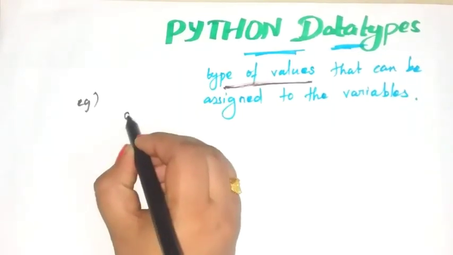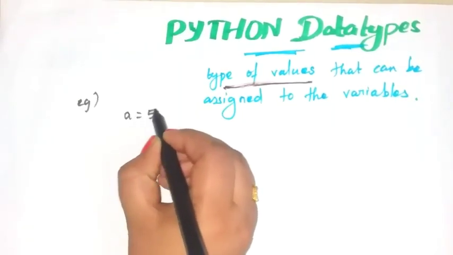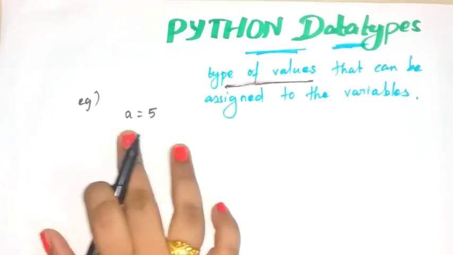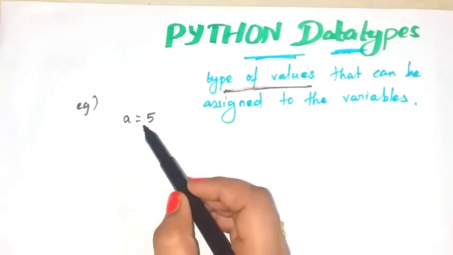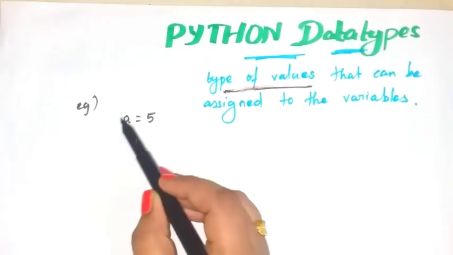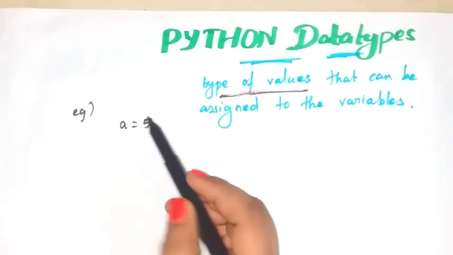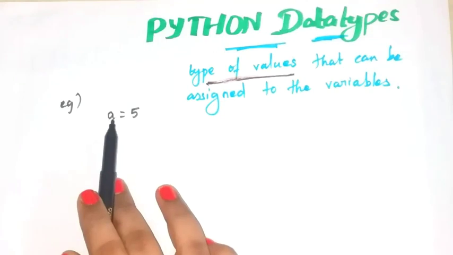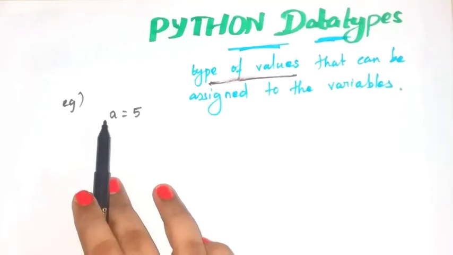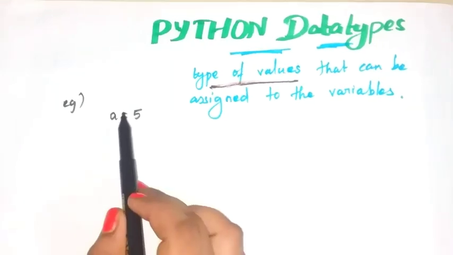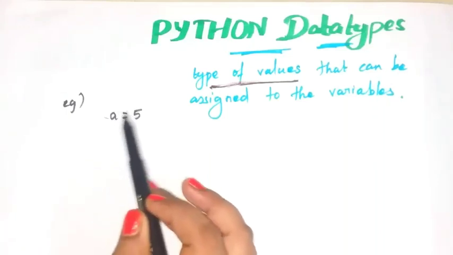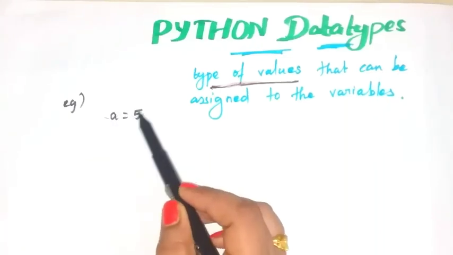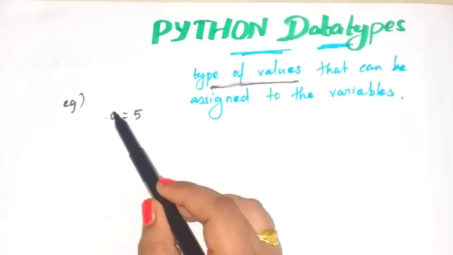For example, a is equal to 5. 5 is a value, and a is a variable. This value 5 is assigned to the variable a. Whenever you are assigning a value to a variable, you have to declare which type of data that value belongs to. A variable can hold different types of values.